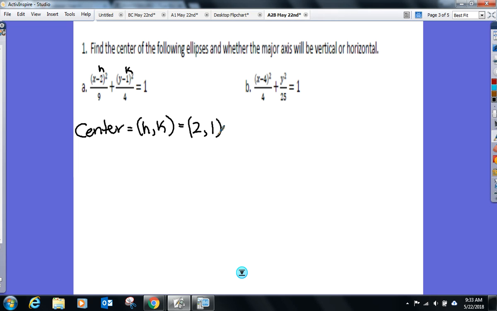Where's the major axis? Will it be vertical or horizontal? Here's what I'm asking. Is it going to be on the x-axis or on the y-axis? Which one's the wider part? Here's how you can tell. Where's the bigger denominator? 9, right? What's it under? The x. So is my major going to be horizontal or vertical? Major axis is horizontal.